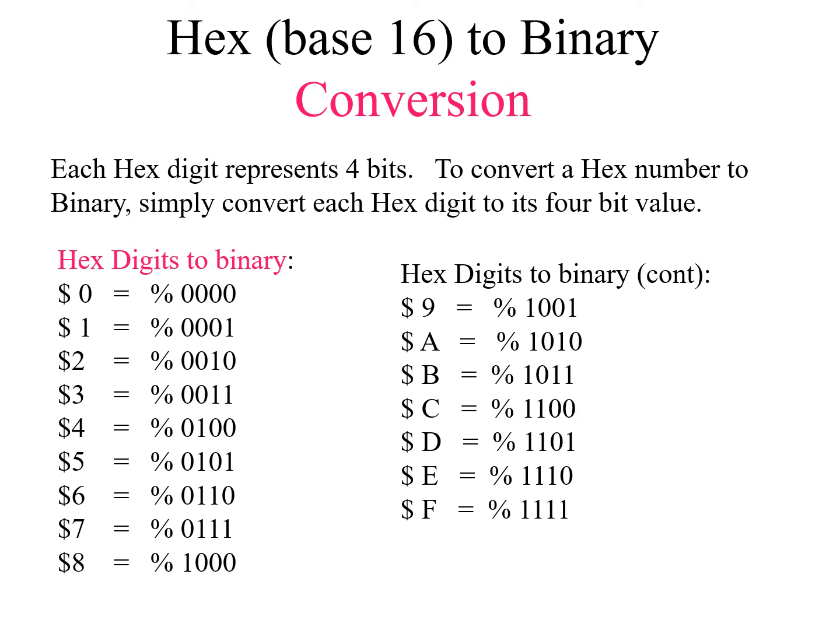For example, we have a hexa digit 9, which is equivalent to 1001 in binary. A, which equals 10, converted into binary is 1010. So B, which is decimal 11, converted into binary is 1011, a 4-bit binary number. Similarly, we convert all hexa digits to 4-bit binary numbers, and then we will find the hexadecimal number value.